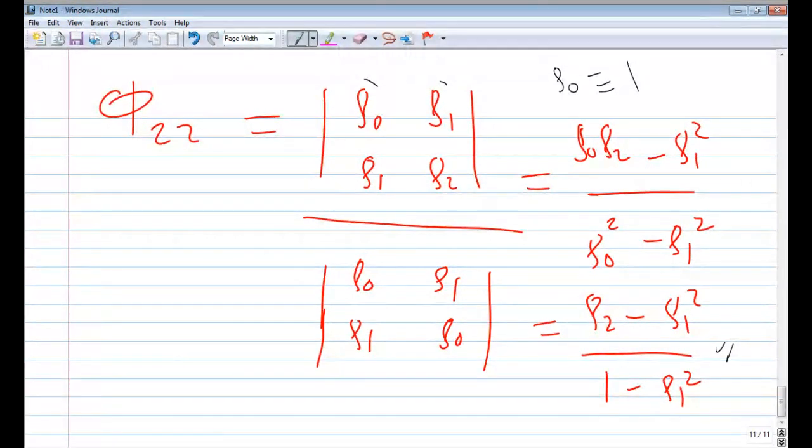Are we together? Can we go to 533, partial autocorrelation functions at lag 3? Can I go to the next page, please? Yes, sir. Okay, thanks.